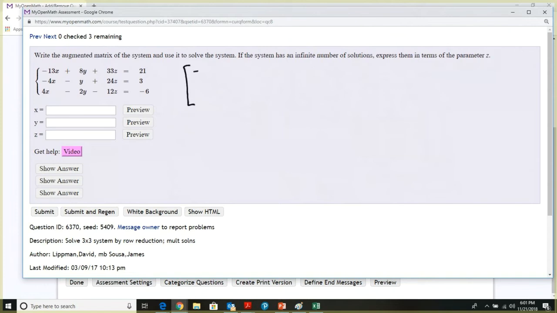So we're going to have -13x plus 8y plus, oh, whoops, sorry. I don't know what I'm doing. All right, -13, 8, 33, and 21. -4, -1, 24, and 3. 4, -2, -12, and -6. I think I wrote those down right. Let's see. -1, 33, 24, -12, 21, 3. Okay, so that looks good.